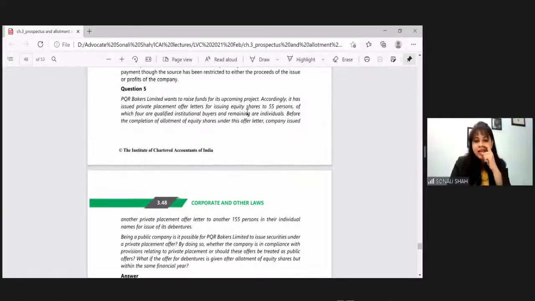So first thing is that first offer is made to 55 people. Out of 55 people, 4 are QIB. So when we are counting the limit, we will not be including these 4 people. That means we have 51 people here, right? Further, it issues to more 155 people. When you sum it up, it comes to 206 people, right, in their individual capacity.